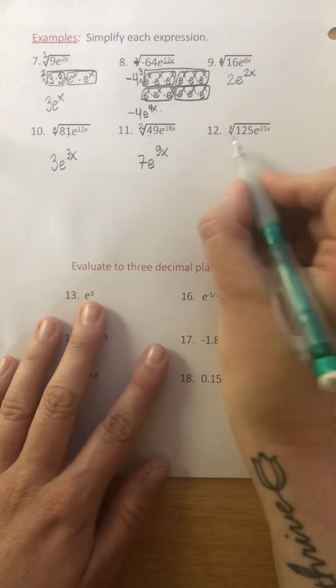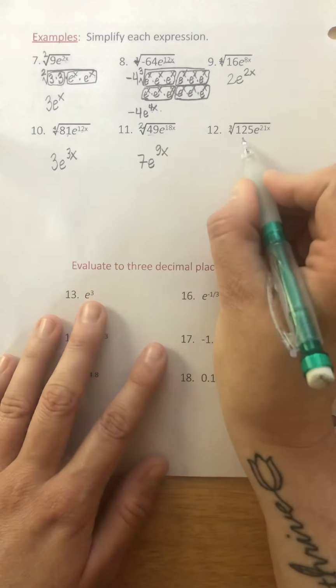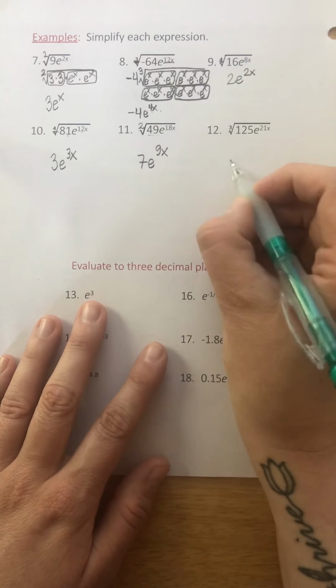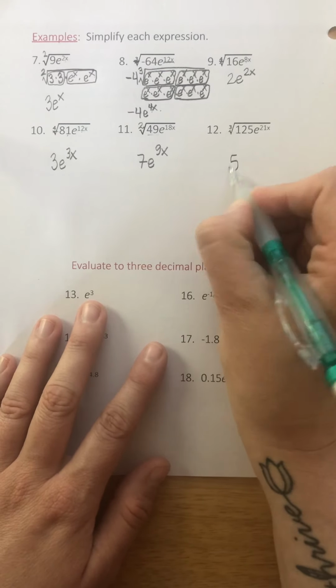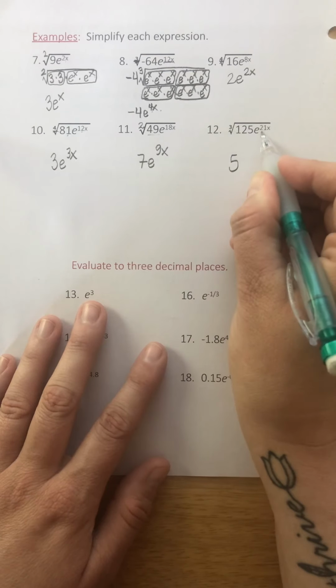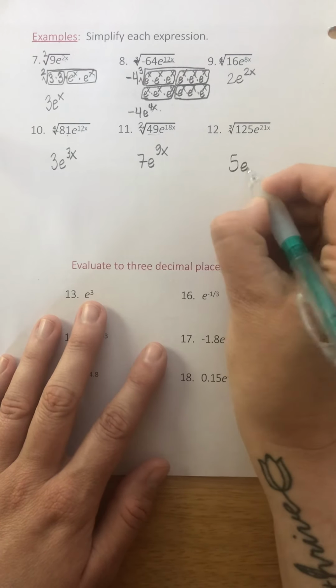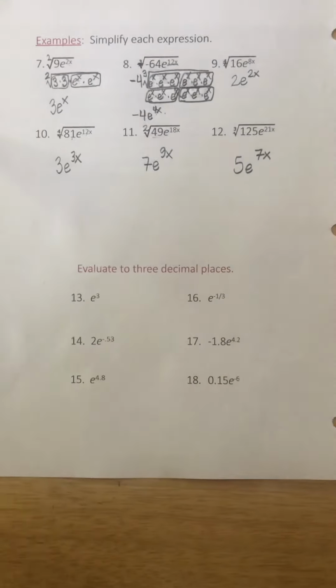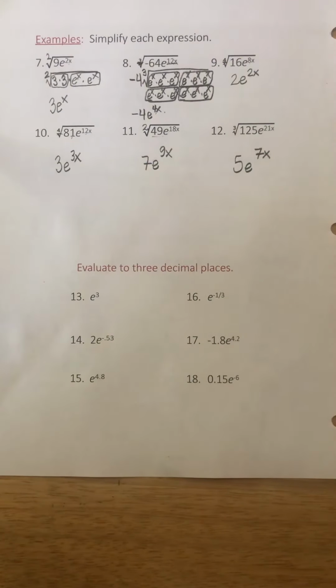And then last one, we have an index of 3. What number can we multiply times itself 3 times to get 125? That answer is 5. 3 divides into 21 7 times, so we have e to the 7x. So if you can remember that shortcut, it really makes you spend a lot less time on those types of problems.